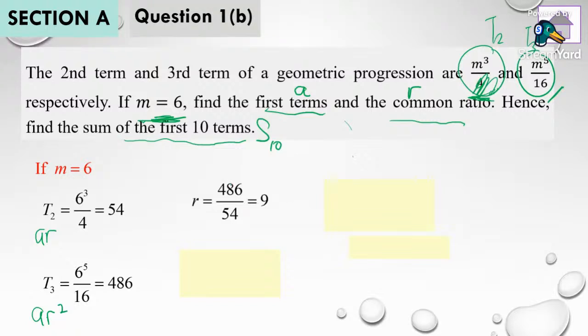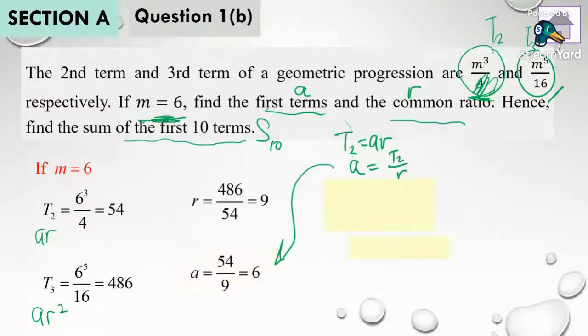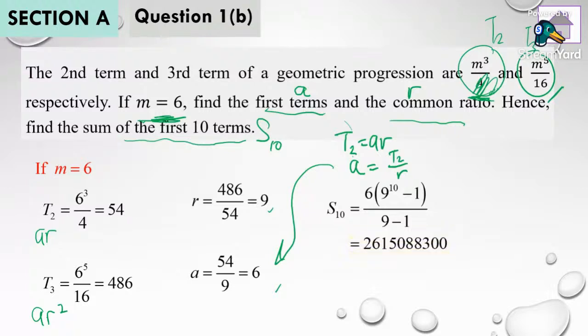Next, in order to get the answer for the first term, I realized that T2 is actually equal to a times r. So if I want to get a, it will equal T2 divided by r. And this is how I got my result, 6. So from there, we get the answer for a and r. Once you can get a and r, by right, the sum of the first 10 terms should not be a problem anymore. We just substitute according to the Sn formula of geometric progressions. It's up to you whether you want to use the 1 minus r or r minus 1 formula. Both of them should give you the same result. And this is the answer I have, 2615088300.